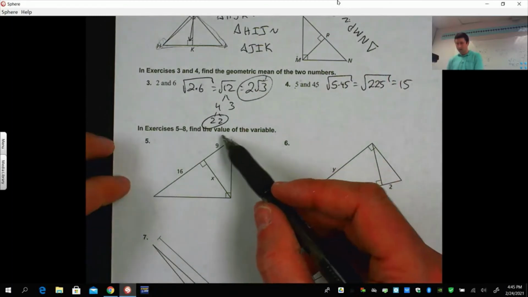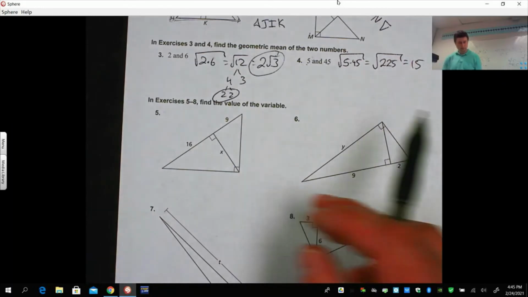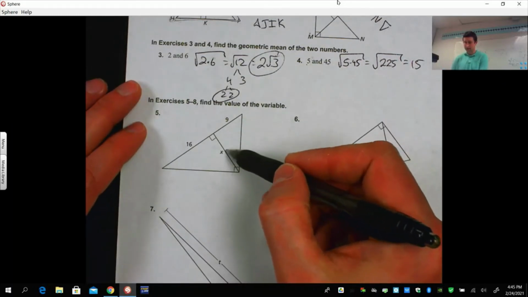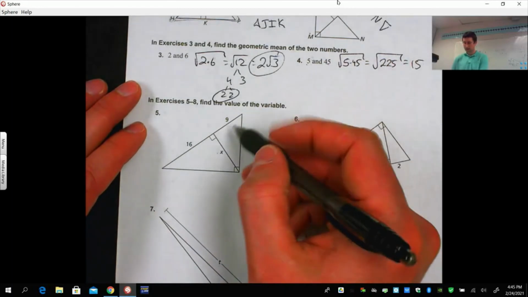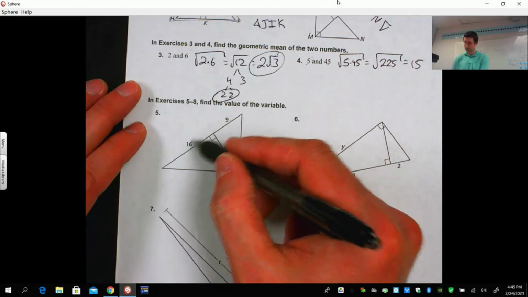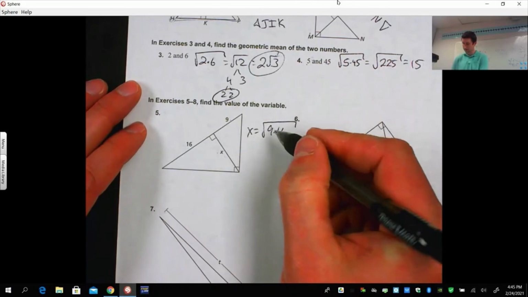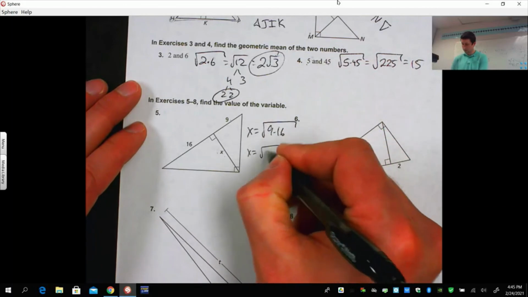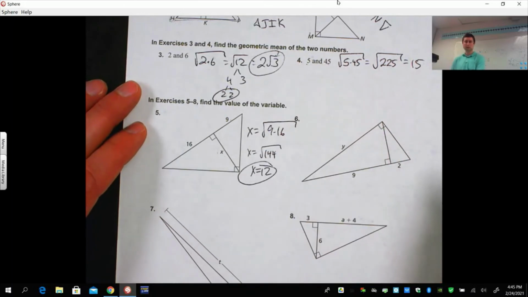Okay, find the value of the variable. These are our formulas that we had going on on the other side. So this is my altitude, and notice I have the 2 parts of the hypotenuse. So x is the geometric mean of these 2 numbers. So x is going to be the square root of 9 times 16, which is the square root of 144, so x is going to be 12. So the height there is 12.